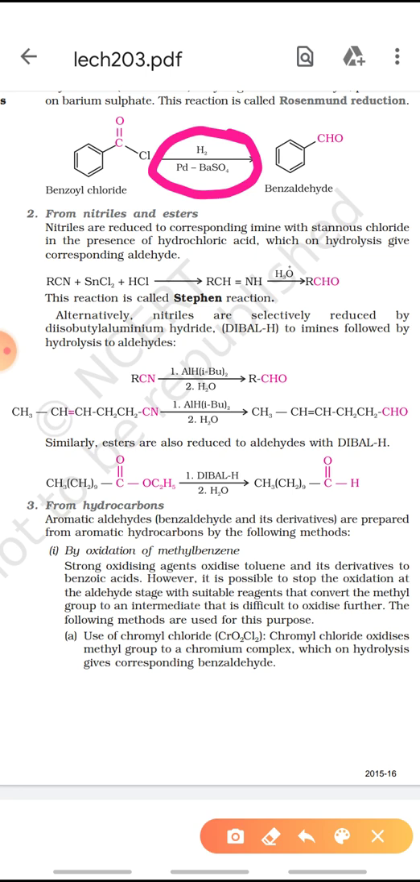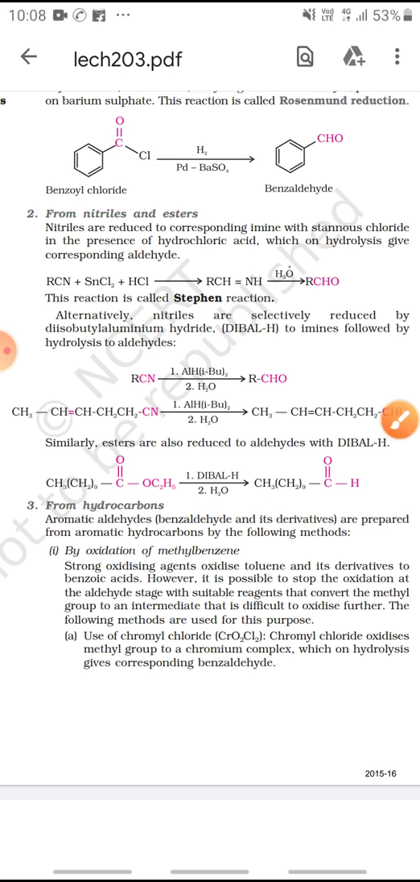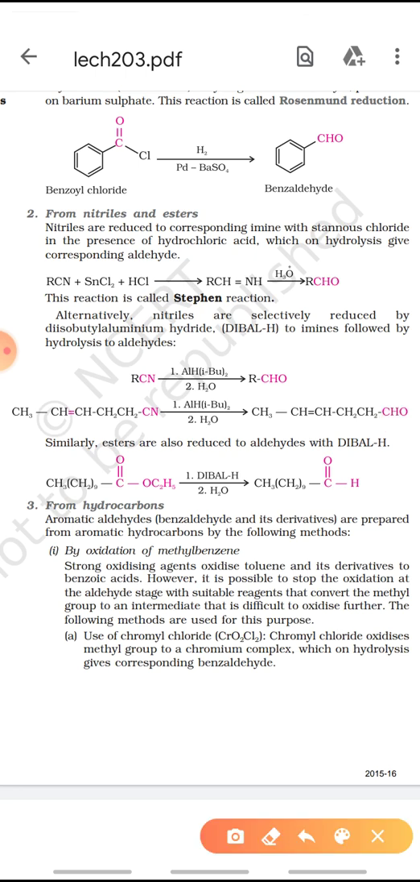Now here you have to remember, when benzoyl chloride, which is an acid chloride, a derivative of carboxylic acid, undergoes reduction in presence of palladium and barium sulfate, it results in the formation of benzaldehyde. It can be used in many of the conversions also. Next is from nitriles and esters.